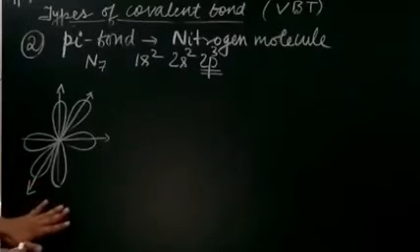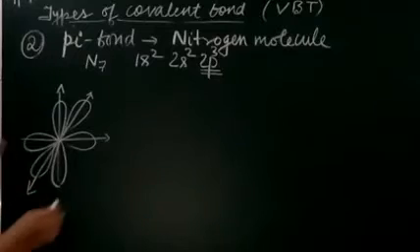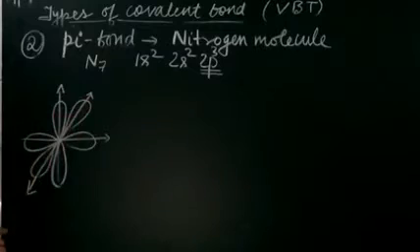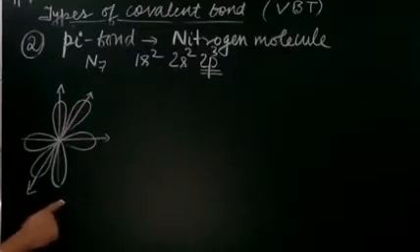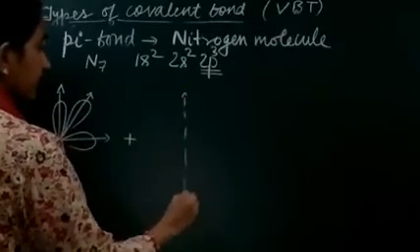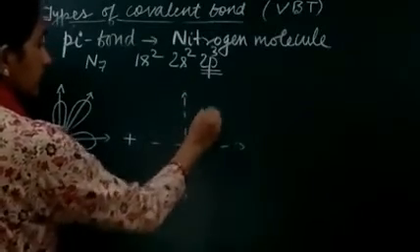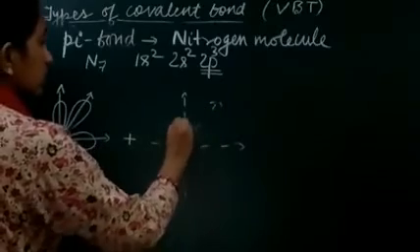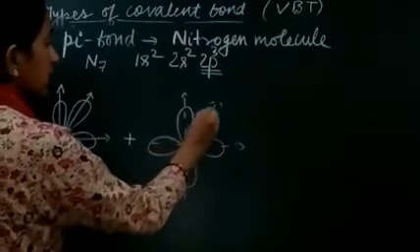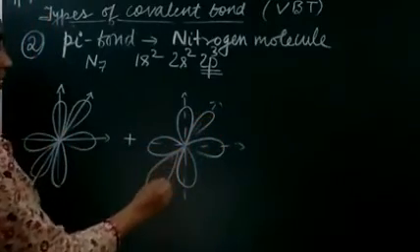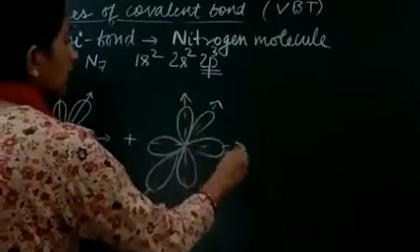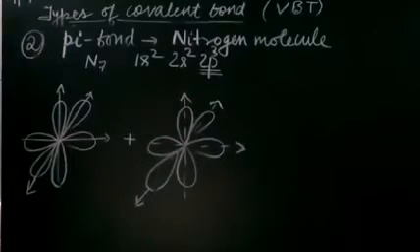So here in the diagram, I have shown this is the axis, and along the axis we have got the p orbitals here. This is for the one nitrogen atom. Similarly, for the other nitrogen atom also we can draw. These are the atomic orbitals, the p orbitals, along the x-axis, y-axis and z-axis, right?